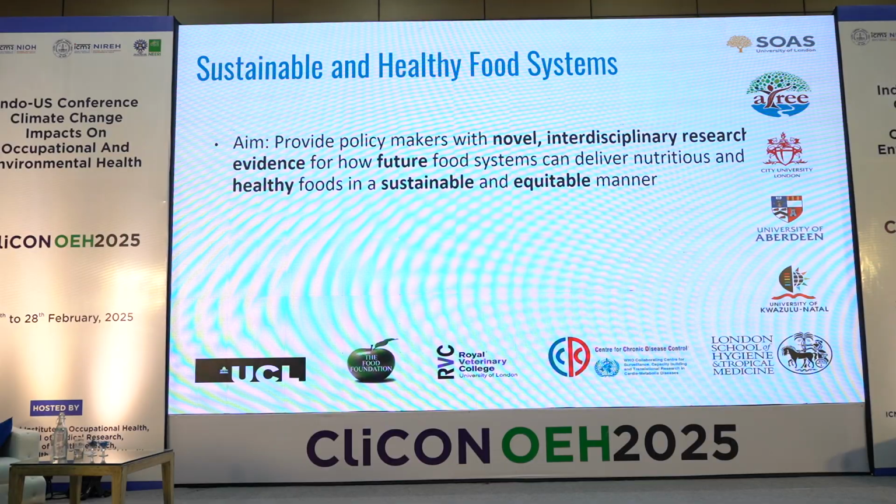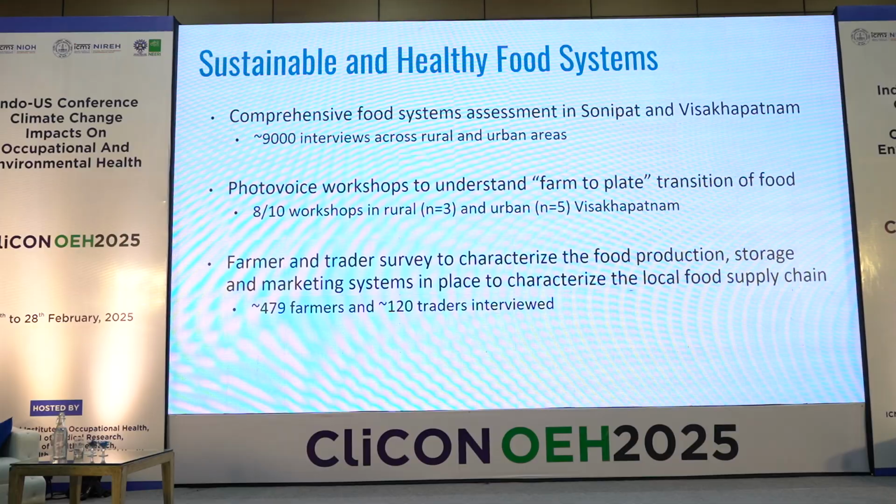The other issue is about sustainable and healthy food systems. So we conducted a study which provides policymakers with novel interdisciplinary research evidence for how future food systems can deliver nutritious and healthy foods in a sustainable and equitable manner. So we did this in the cities of Sonipat and Visakhapatnam, and also included rural areas, and interviewed 9,000 residents of rural and urban areas. And we used some state-of-art techniques like photo voice and e-cohorts to understand what happens when food is produced at the farm and then gets to the fork. It's called farm to the fork. And what really happens in terms of food diversity, nutrition, food security, and several other areas.